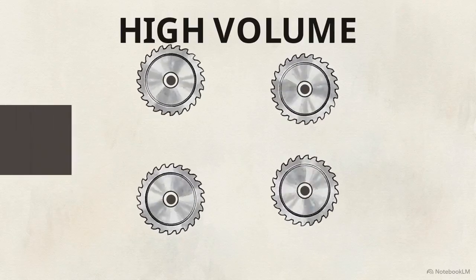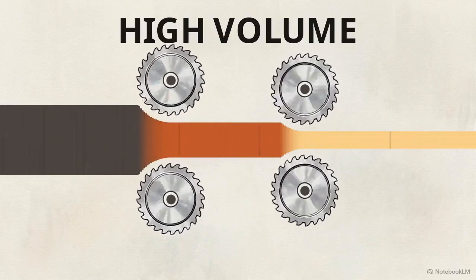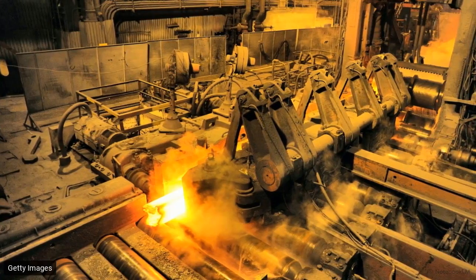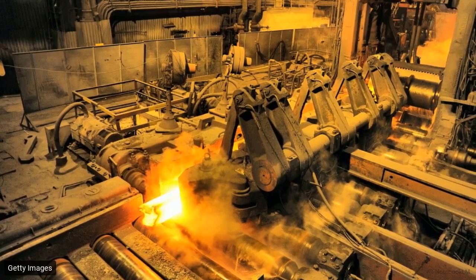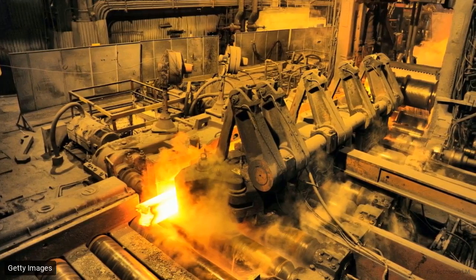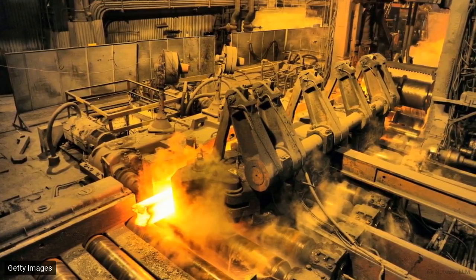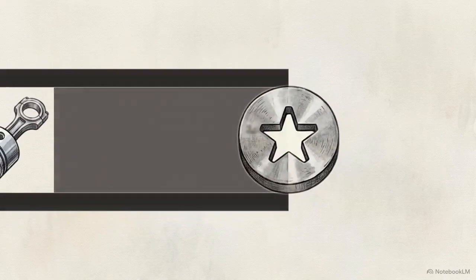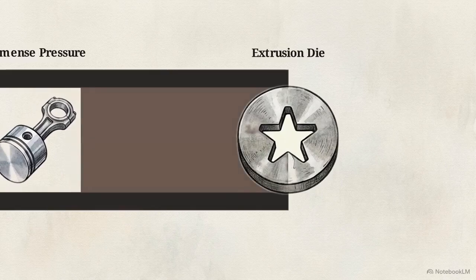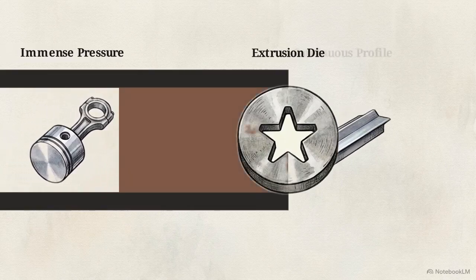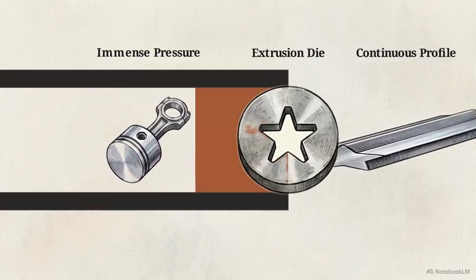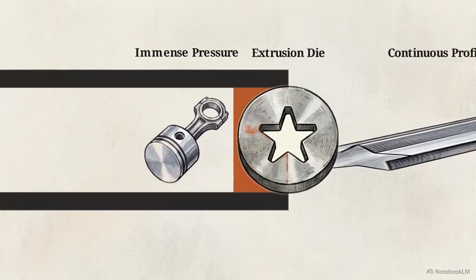When we need bulk materials scaled up rapidly, we rely on continuous deformation processes. Rolling is one method. We continuously pull glowing hot metal through dual compressive cylinders, steadily reducing its thickness into standardized sheets or pipes. Then there's extrusion. This involves forcing the material under immense pressure through a specific die, like a star-shaped hole, yielding a long, continuous part with that exact cross-section.